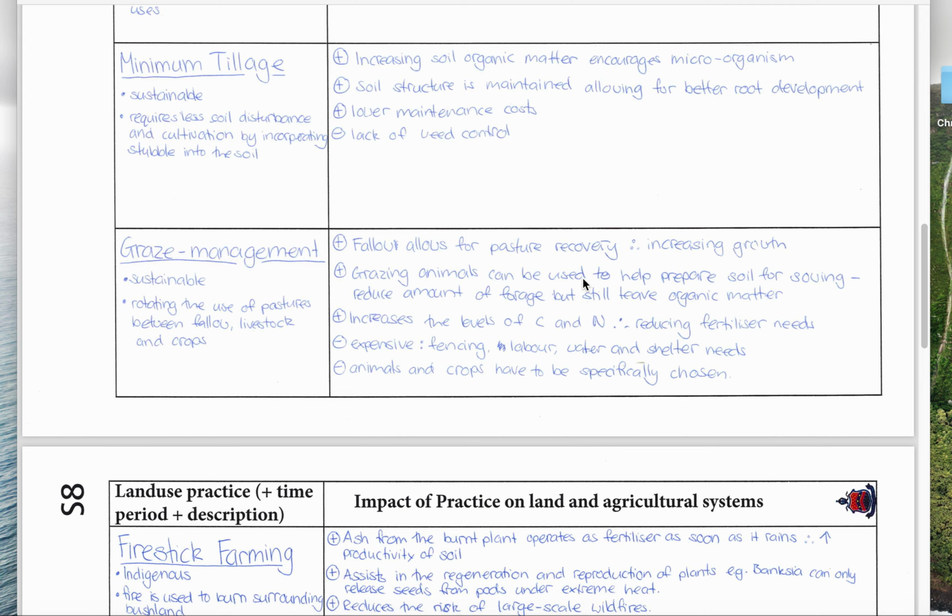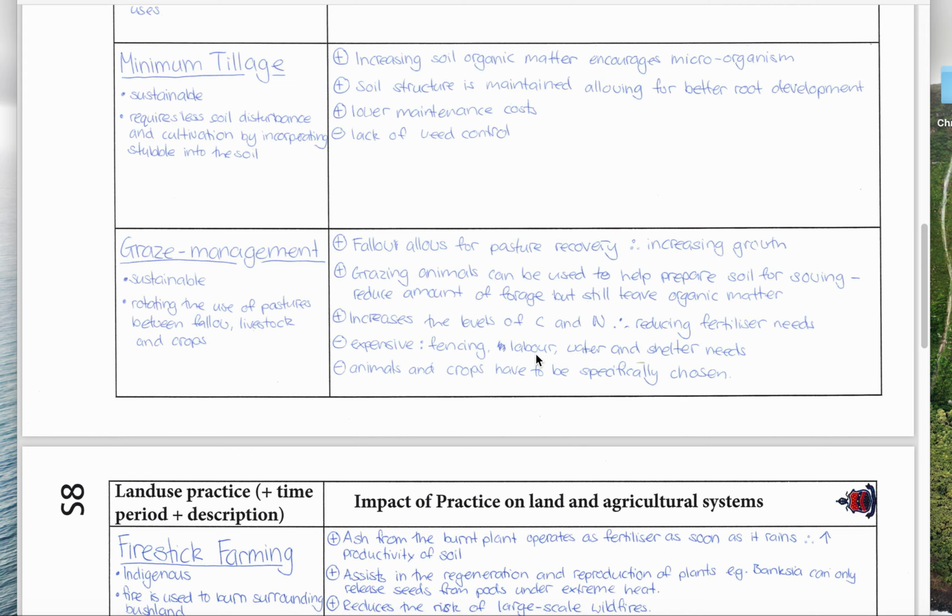Grazing animals can be used to help prepare soil for sowing, reduce the amount of forage, but still leave organic matter from feces, etc., and urine. Also, it increases the levels of carbon and nitrogen as something might be grown just to break down, such as a green manuring crop. On the downside, it's expensive.